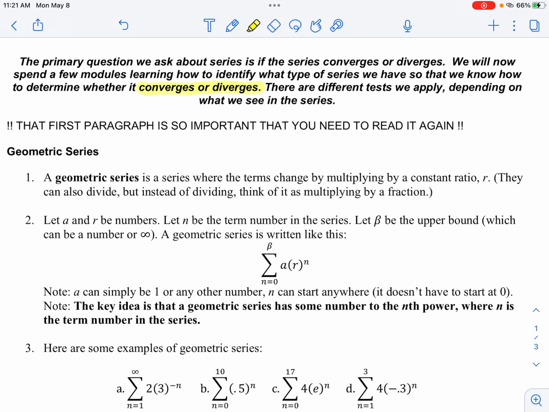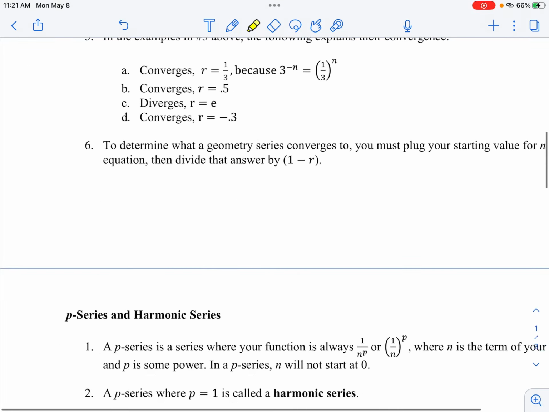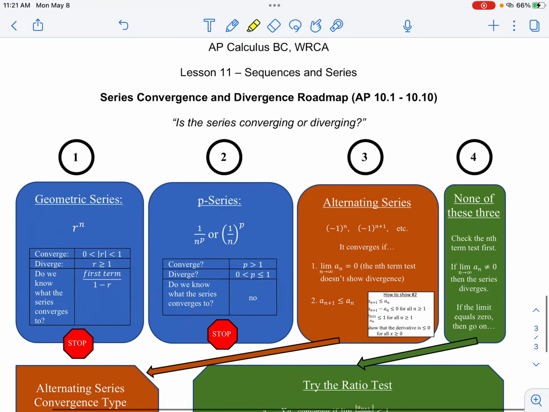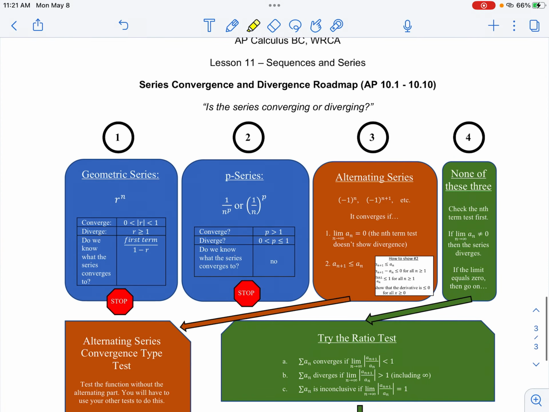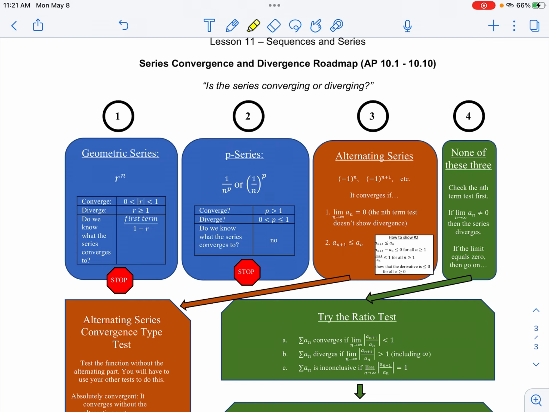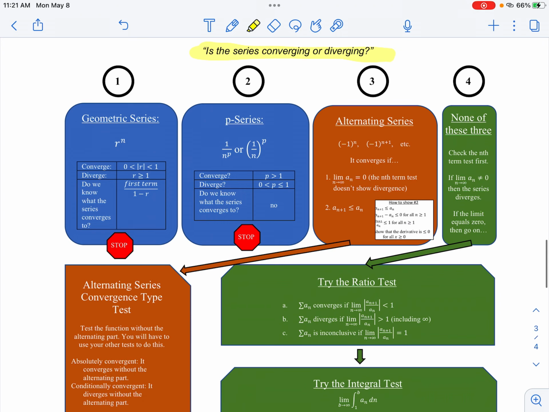Now, before we start with our first couple of types of series, I want to go to this roadmap document. Because as we work through all of these lessons, AP topics 10.1 to 10.10, we're always asking, is the series converging or diverging? And what we're going to find is that we're going to have a series of tests that we're going to use depending on what we see. We're always figuring out what kind of series we have and what kind of test we need to apply to it to know if it's converging or diverging.